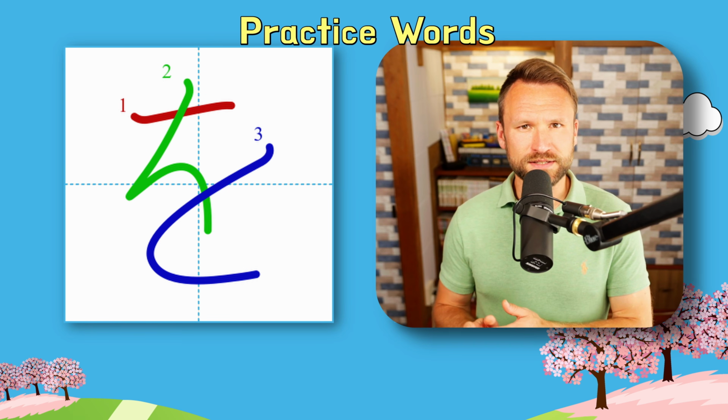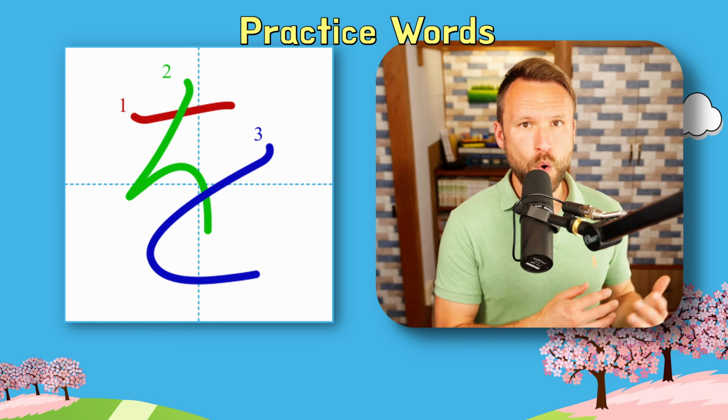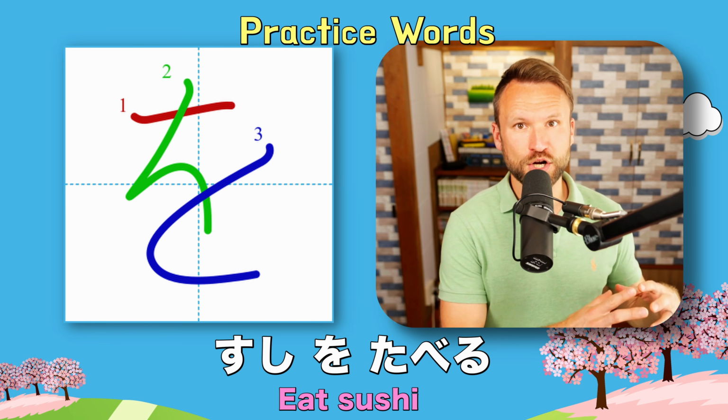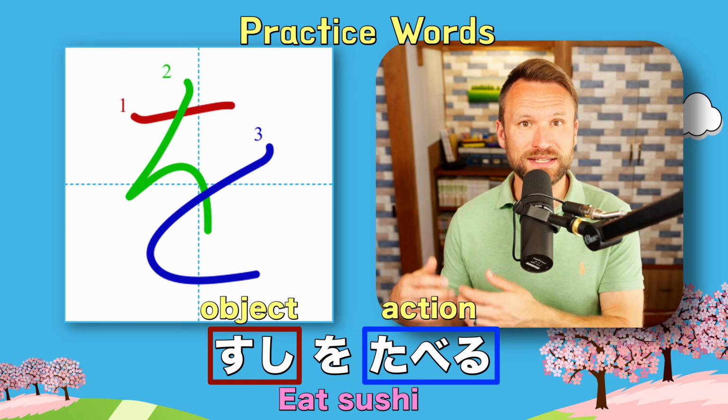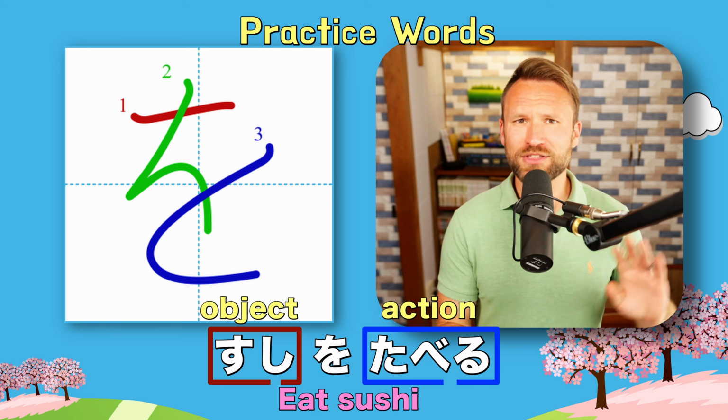In modern Japanese, you'll only see the hiragana o used as the object marker particle. It'll mark the object of an action in a Japanese sentence. Don't worry, I covered that in other videos.